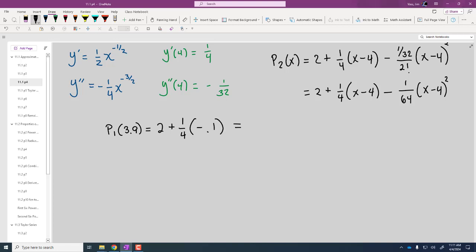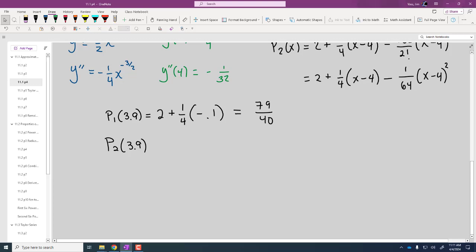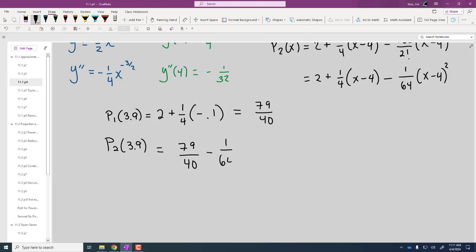And then we're going to type that into our calculator and get something. 79/40, because that's 1/10, so that's going to be 1/40. 80/40 minus 1/40. Okay, yep. And this one will be the tangent line approximation, which is 79/40. And now we just need that last term, so it's going to be minus 1/64 multiplied by, once again, 1/10 squared, which is 1/100.